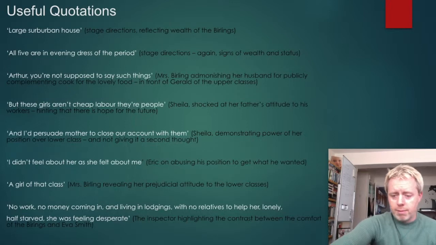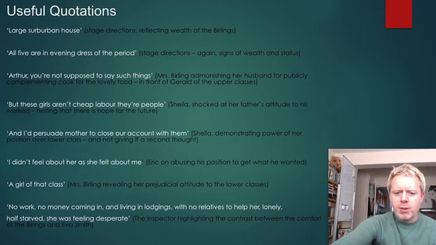Now, Sheila doesn't kowtow to her parents' attitudes towards the lower classes, and she insists, but these girls aren't cheap labour, they're people. So she's shocked at her father's attitude to his workers, hinting that there is hope for the future. The younger generation maybe won't be as callous as the older generation. But, you know, Sheila had to learn her lesson the hard way. And so she had, and I'd persuade Mother to close our account with them. This is her demonstrating her power and position over the lower classes and not giving it a second thought until it was pointed out to her by the inspector.